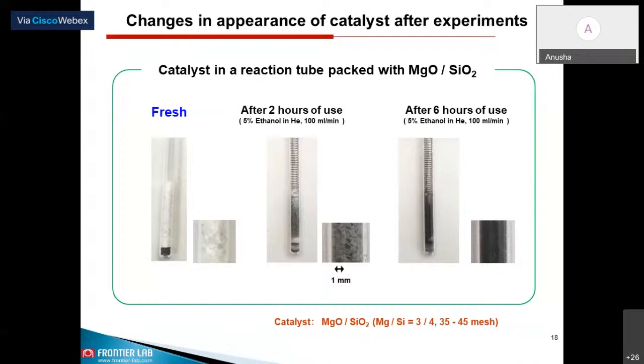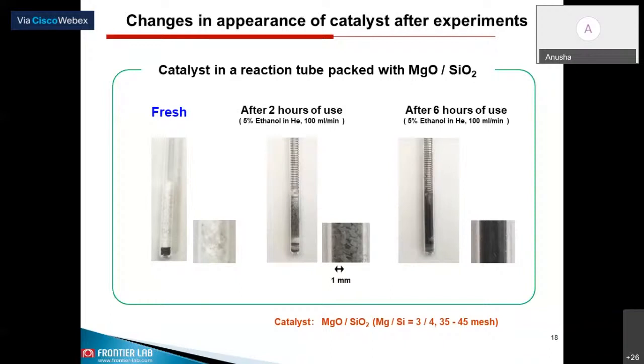You can see after 4 hours and also after 6 hours of use, this is how the color change occurred, from a very nice white textured catalyst to a black one. With online real-time monitoring analysis, we monitored the CO2 formation emitted from the catalyst during the catalyst decoking process, and also we studied the deposited coke properties.